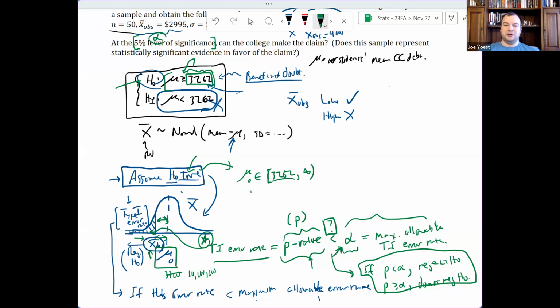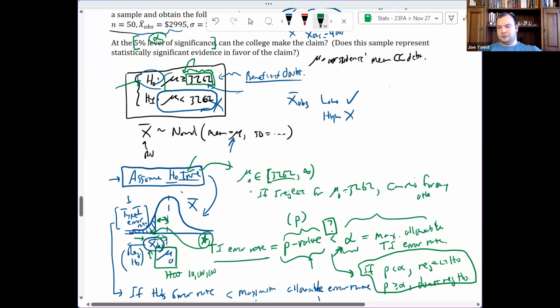I can still reject. So if I can reject for a mu naught of 3262, I can reject for any other mu naught bigger than 3262. So mu naught equals 3262 is the most conservative one to test against. It's the one that gives the most benefit of the doubt to H naught.